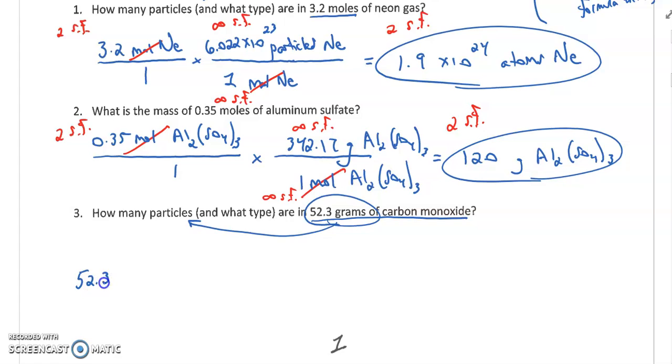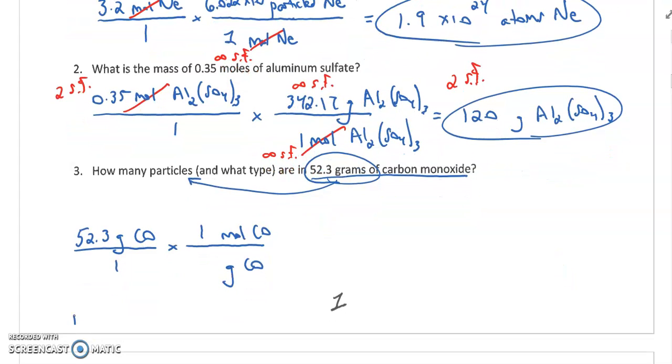So I'm going to write down my given, 52.3 grams carbon monoxide over 1. I'm going to want to convert this from grams into moles. Cancel out grams and convert into moles of carbon monoxide. And based on my knowledge of molar mass now, I know that 1 mole of carbon monoxide is equal to the molar mass of carbon plus oxygen. I know carbon is 12.01 from my periodic table. Oxygen is 16.00. When I add those together, I get 28.01 grams. So that's the mass of 1 mole of carbon monoxide.